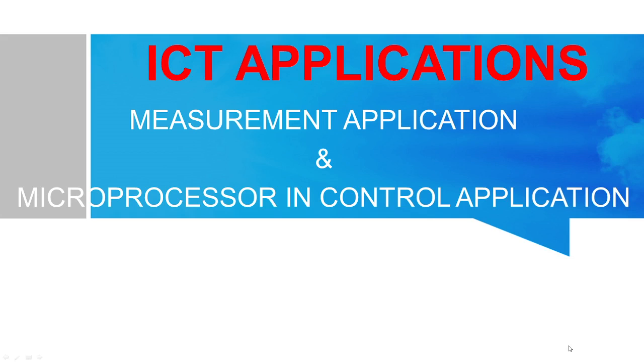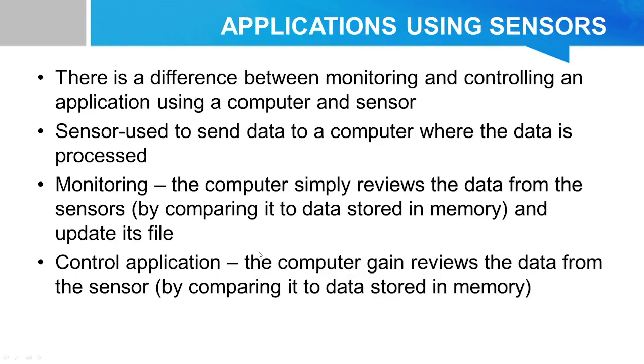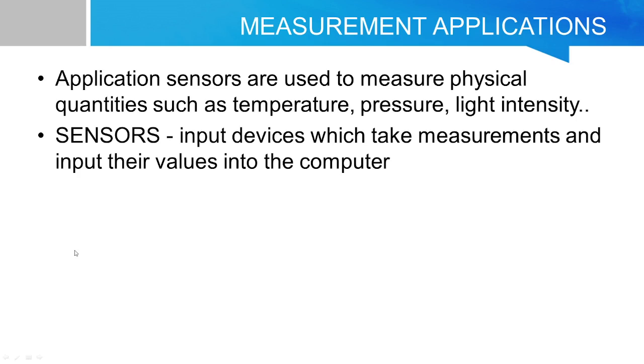Today we're going to continue with our lesson on ICT application, where we're going to cover measurement application and microprocessor in control application. So when we are talking about measurement application, it is actually the application where sensors are used to measure physical quantities such as temperature, pressure, and light intensity.